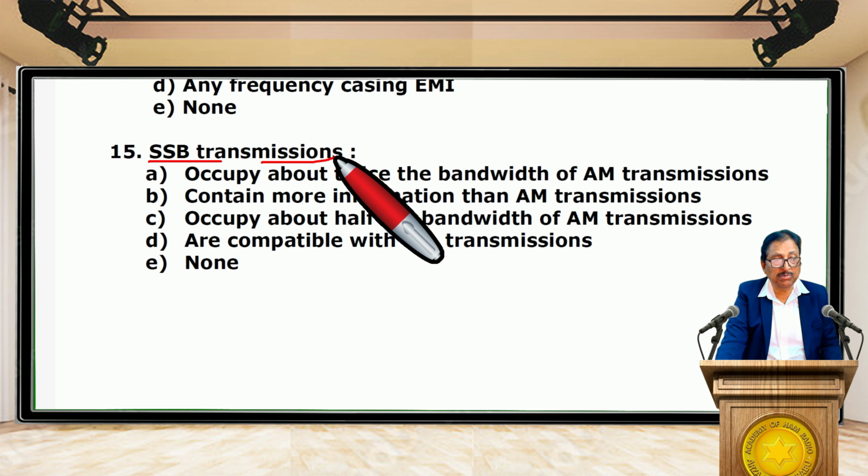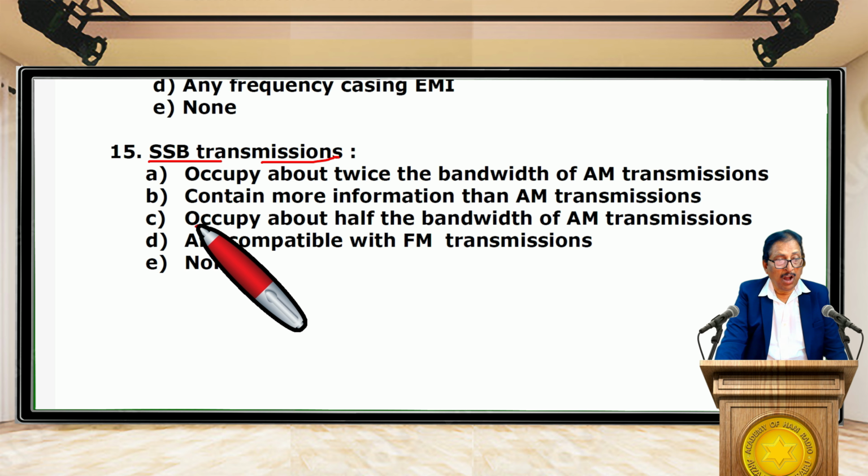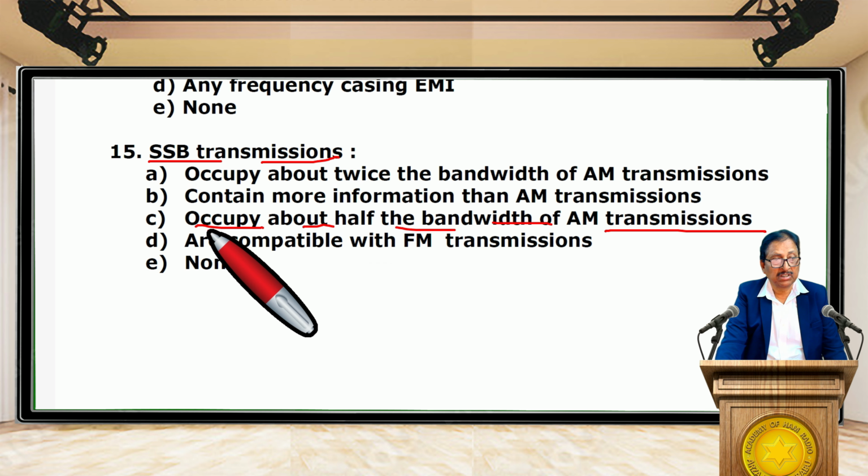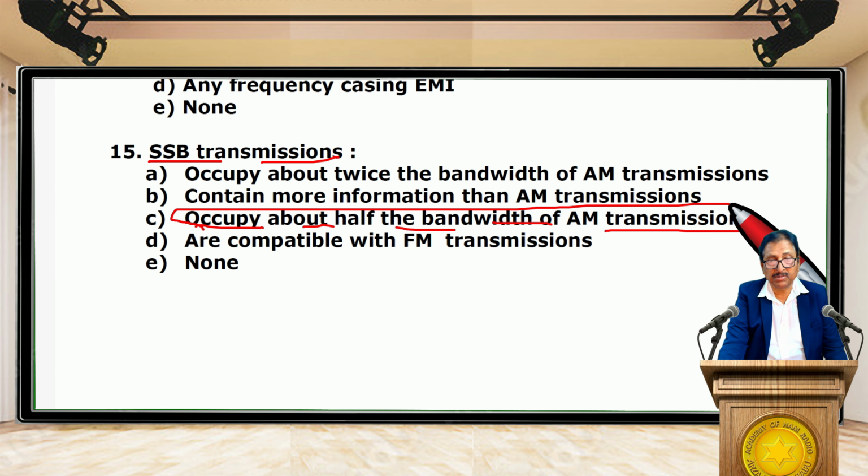SSB transmissions occupy about half the bandwidth of AM transmissions. Charlie is the right option.